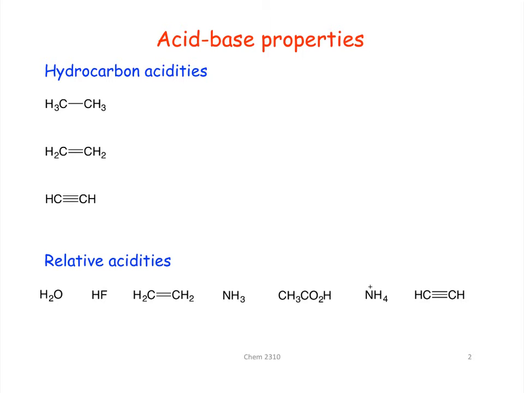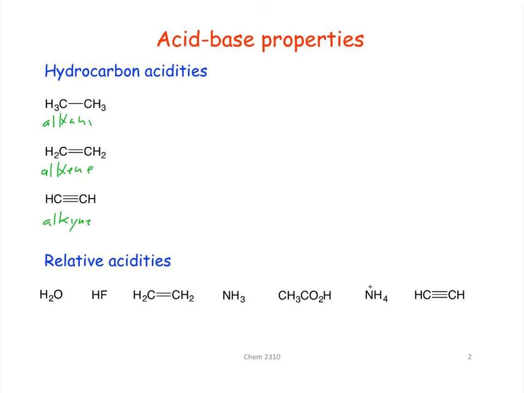Okay, so we have an alkane, an alkene, and an alkyne. And what we're going to do is look at the acidity of these. Now, we've already talked about before that usually hydrocarbons like methane or ethane are very non-acidic. But we're going to see that there are some differences in here. So if we want to compare the acidities of these, what would we consider?